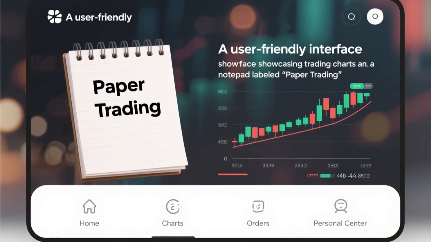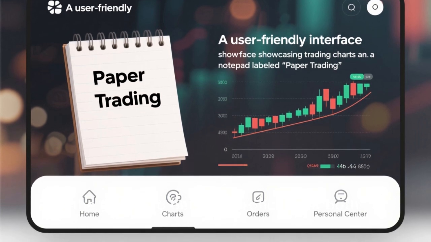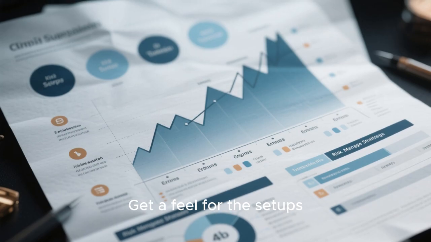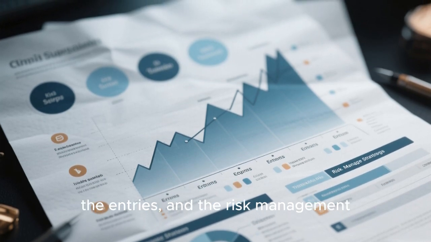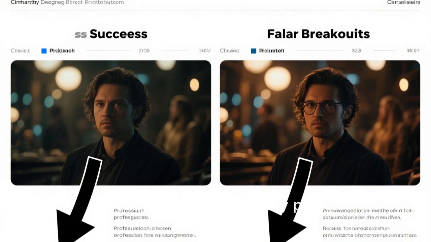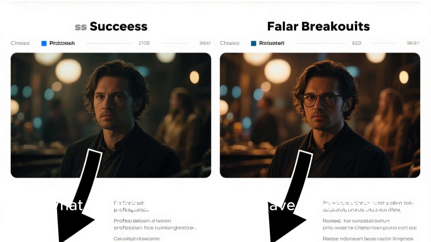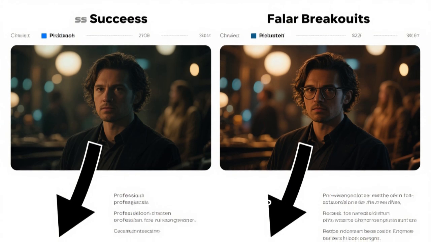To really maximize your returns, the goal is to become proficient at both. Start by focusing on one. Paper trade it. Get a feel for the setups, the entries, and the risk management. Study charts and identify past examples of successful and failed breakouts. What did the successful ones have in common? What were the warning signs for the failures?